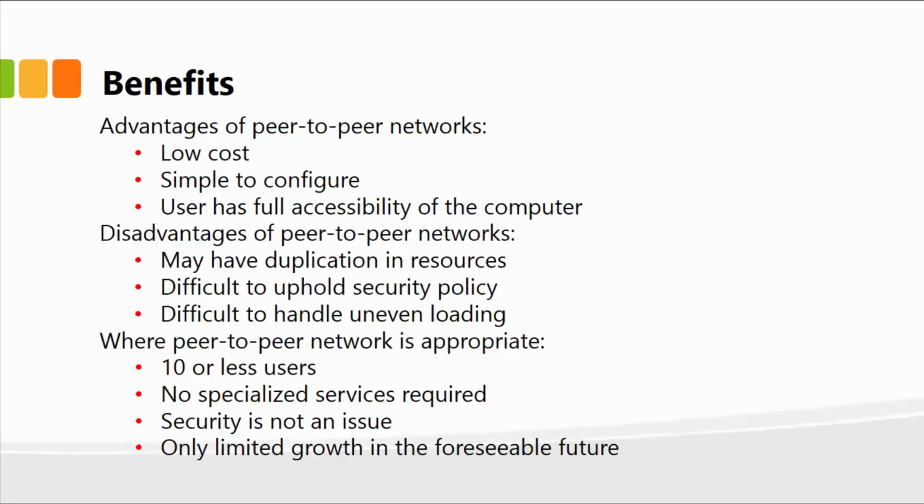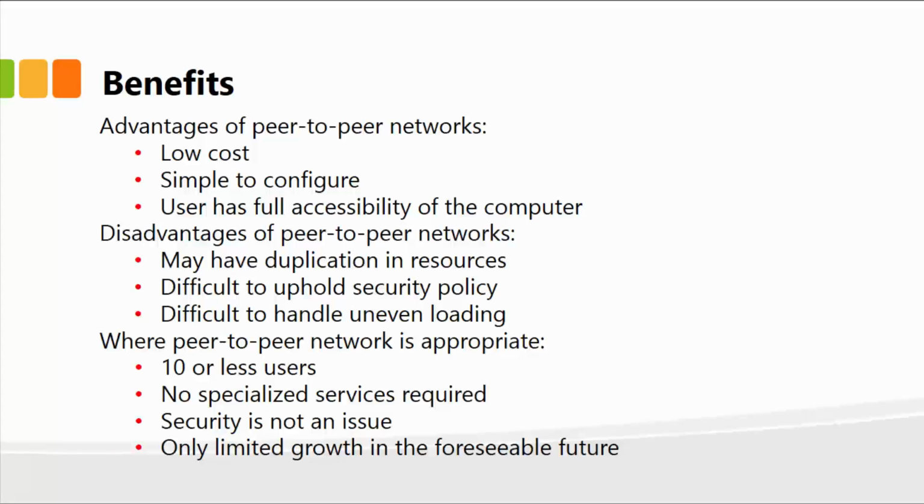So a few advantages and disadvantages of peer-to-peer networks: they're low cost, simple to configure, and the user has full accessibility of the computer itself. The disadvantages are you may have duplication of resources. So the same file can be stored in my computer, and a copy of that file can be stored on a different computer within a peer-to-peer network. It's also difficult to uphold security policy and difficult to handle uneven loading.